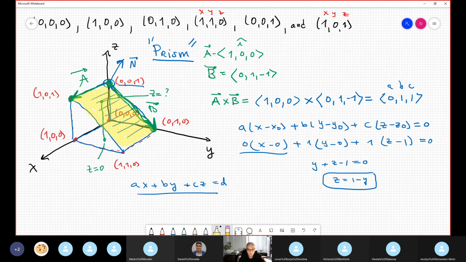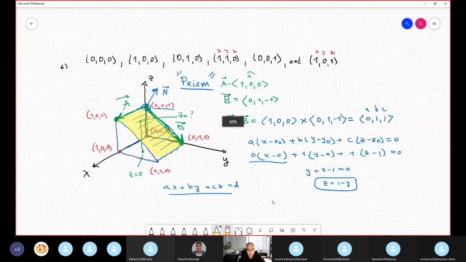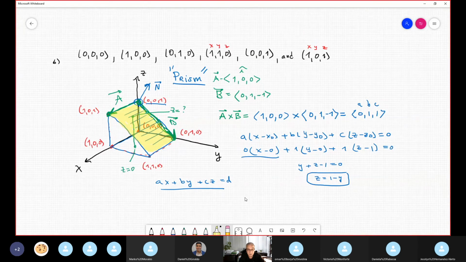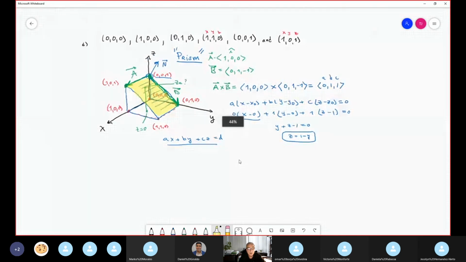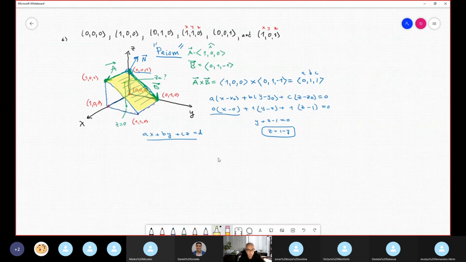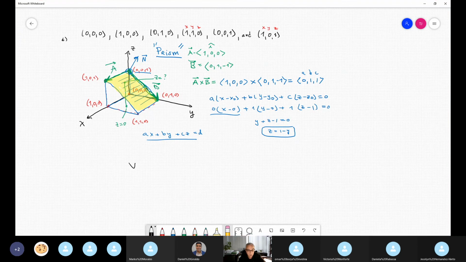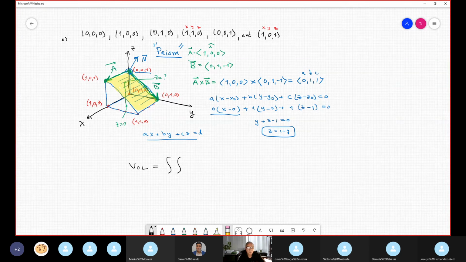Okay, now I am ready to set out the double integral, no? The volume is a double integral. Wait. So, what is my integrand function? I am confused. Well, my integrand function is the height here, right?